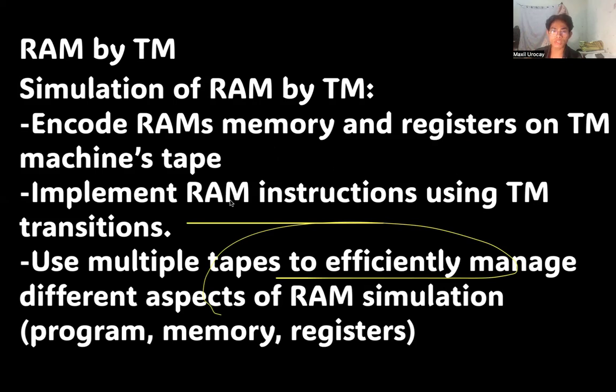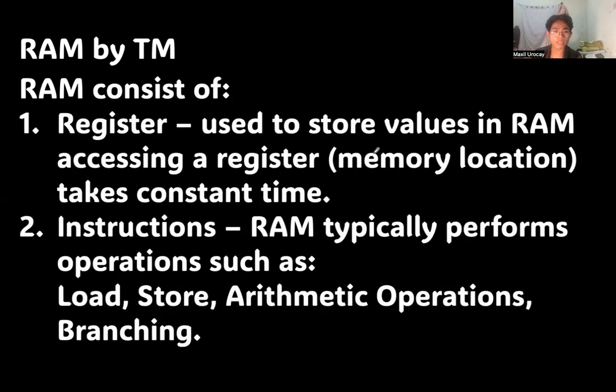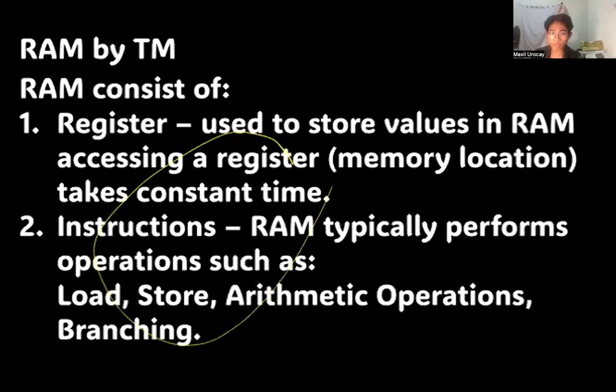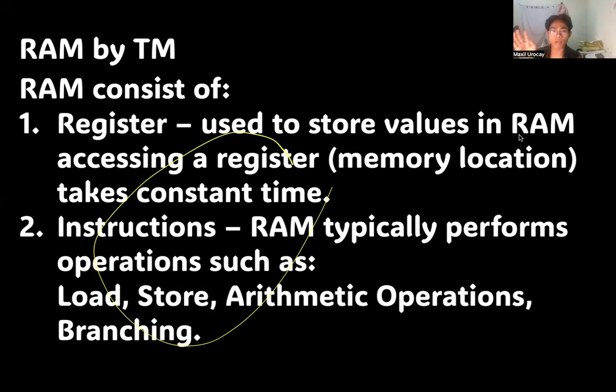Afterwards, we have the components, as I mentioned: registers, instructions, and so on. First, the register. We use it to store values in RAM, and accessing a register in a memory location takes constant time. That also ensures quick retrieval, searching, and storage of data as well.